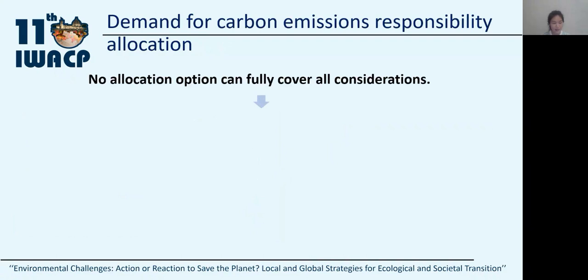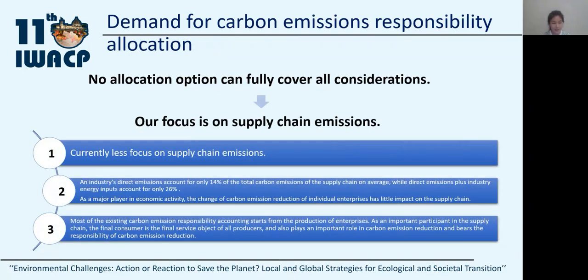At present, there are many different distribution principles and distribution mechanisms, but the truth is that no allocation option can fully cover all considerations. Our focus is on supply chain emissions. First, there is currently less focus on supply chain emissions.